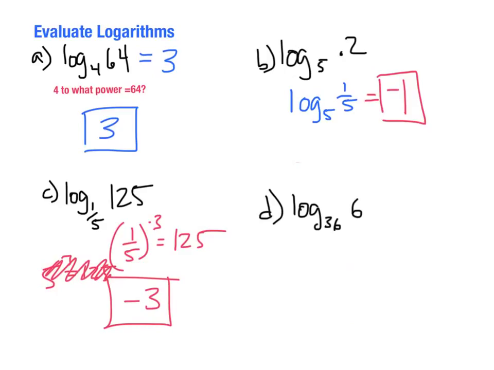Finally, to evaluate this last problem, we're going to have to remember our things about radicals. We know that 6 squared is 36. But how do I get from 36 back to 6? 36 to what power equals 6? It's 1/2. Taking the square root is the same thing as raising it to the 1/2. So 36 raised to the 1/2 will give you 6, and you can check that with your calculator.